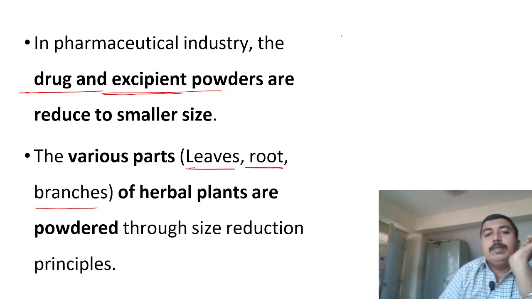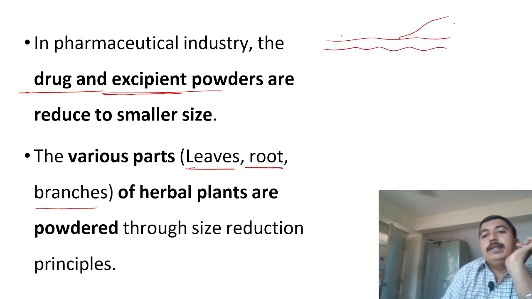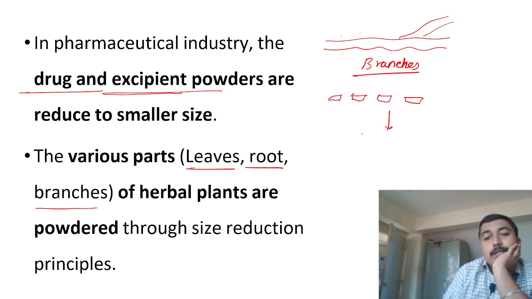Instead of that, suppose I have collected branches of the medicinal plant. So I will not utilize these branches directly. So what I will do, I will first of all cut these branches into different pieces like this, and later on I will again do the size reduction to get fine powder of the branches. So this is first important step before preparation of herbal formulation.